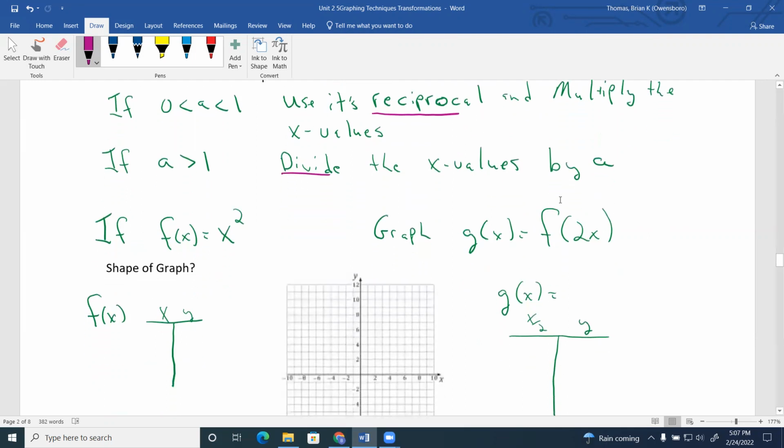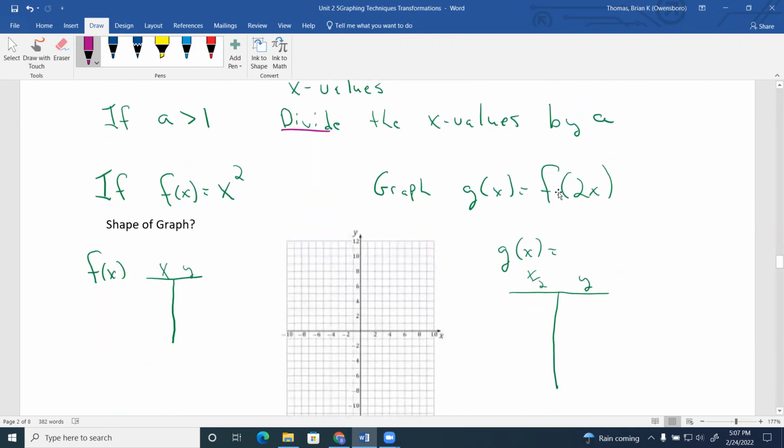So if I look at the function f of x equals x squared, let me get a little bit more down. So if we have this function f of x equals x squared, this is our parent function. Our goal is to graph g of x, which equals f of 2x. Notice that the 2x is on the inside. So that means we replace x with that 2x. So we end up with this function g of x equals (2x) squared.